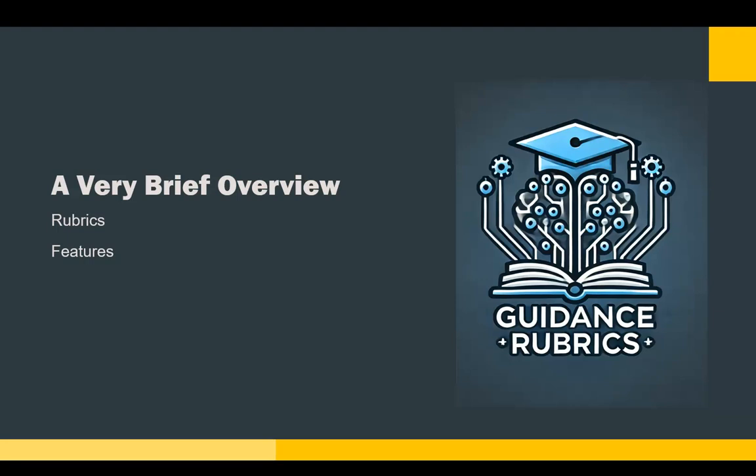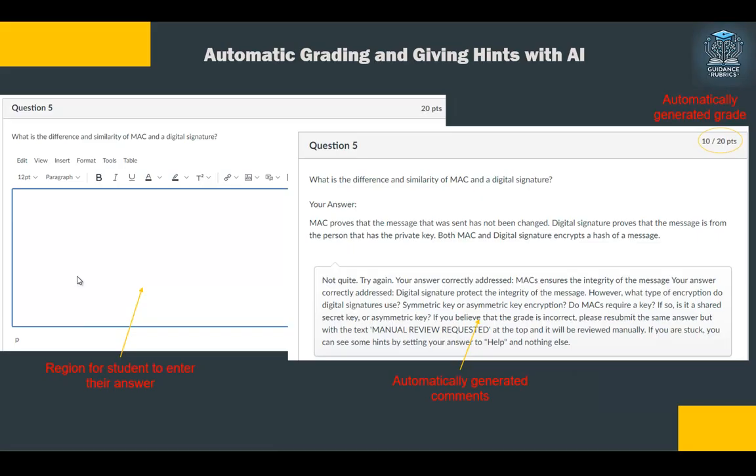This video provides a very brief overview of guidance rubrics. Two key points will be discussed: rubrics, what they are and how they work, and a brief overview of the various features. The main goal of guidance rubrics is to automatically grade and give hints in Canvas quizzes.